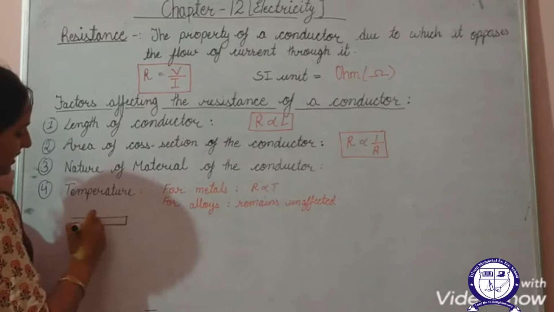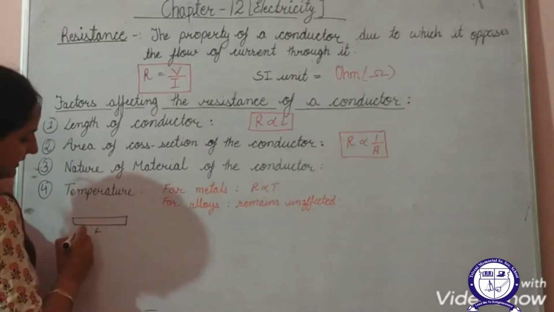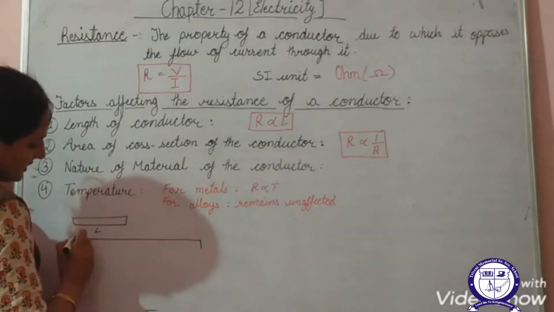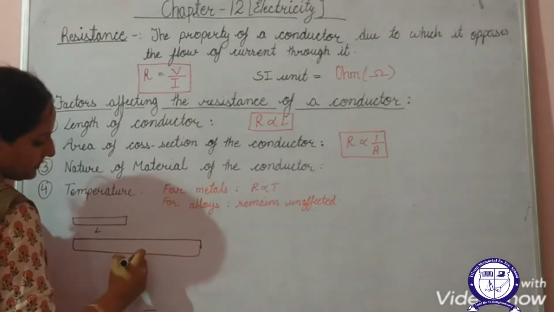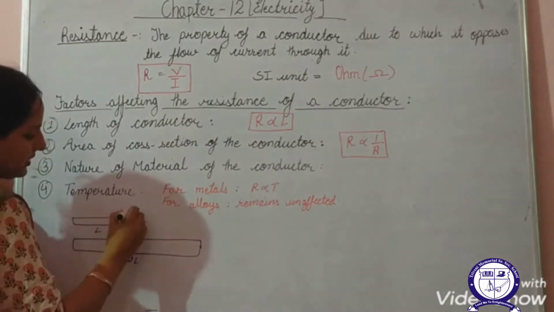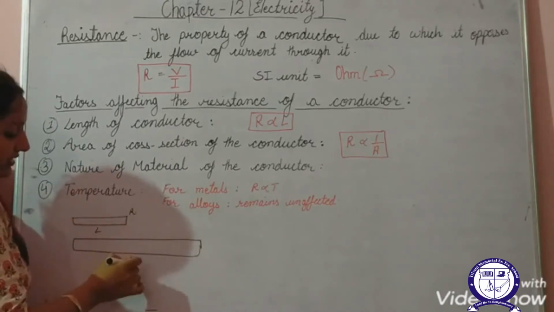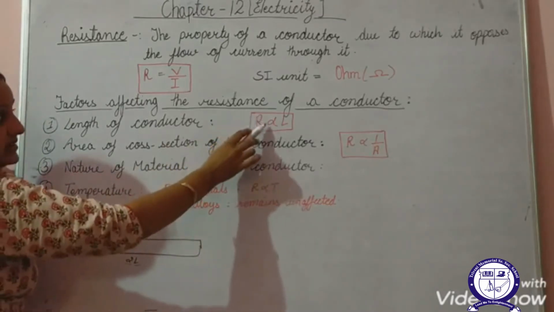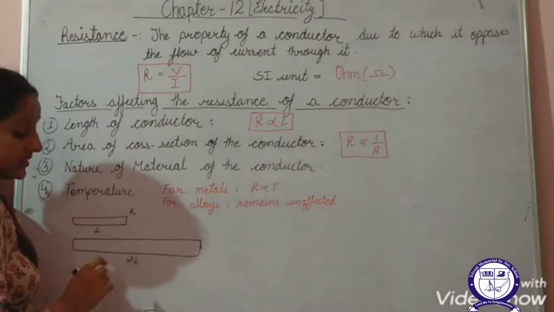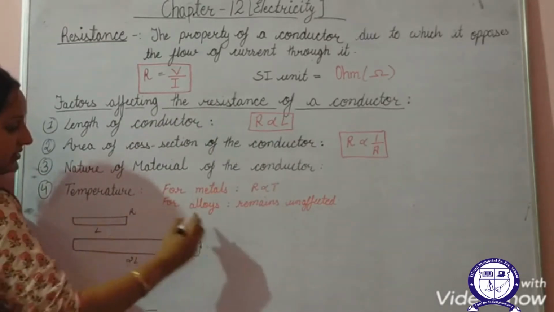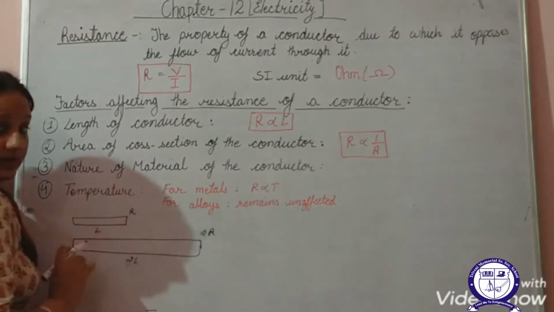Suppose we have two wires here. One has length L, the other wire has length, suppose, 2L. If the resistance of the first wire is R, then here the length is double, and we have stated that resistance is directly proportional to length. When length is doubled, the resistance will also get doubled.